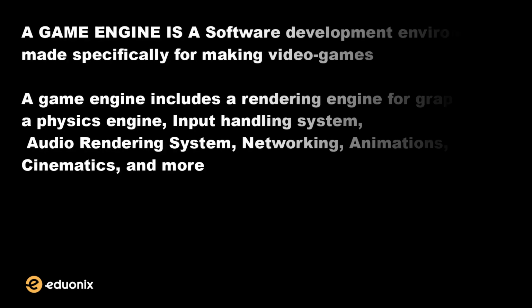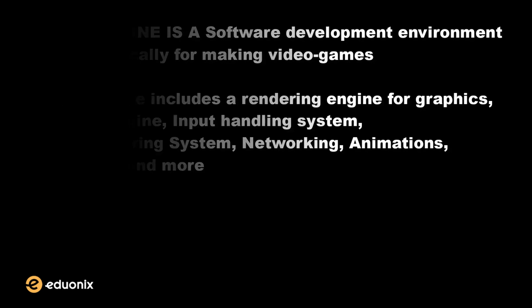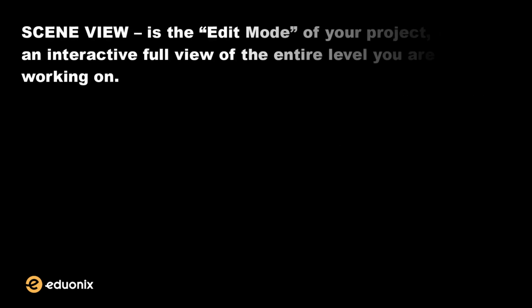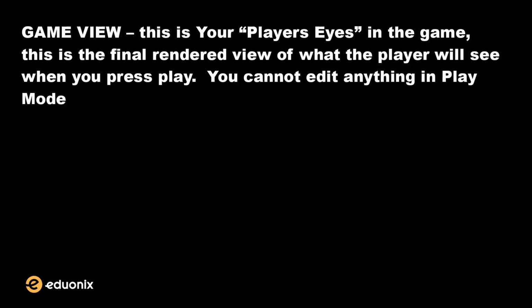So, let's review. A game engine is a software development environment made specifically for making video games. A game engine includes a rendering engine for graphics, a physics rendering engine, input handling system, an audio rendering system, and any other video game related tools that you can think of. A scene view is the edit mode of your project. This is the interactive full view of the entire level that you're currently working on. The game view is your player's eyes in the game. This is a non-interactive view, but is the final rendered view of what the player will see when you press play.